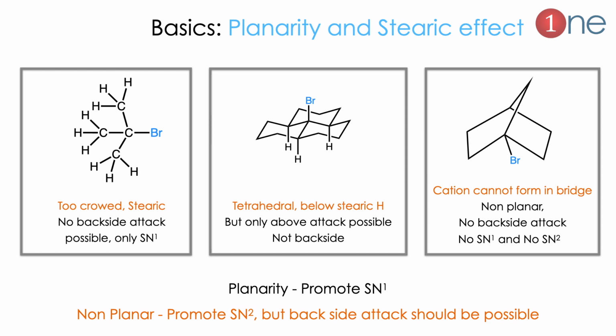The third example is the cation. Cation is normally planar. Moreover, the cation cannot form in the bridge because the bridge cannot go planar, because the bridged carbon atom is very rigid. So planarity normally promotes SN1. Non-planarity normally promotes SN2. For SN2, backside attack is the only way.